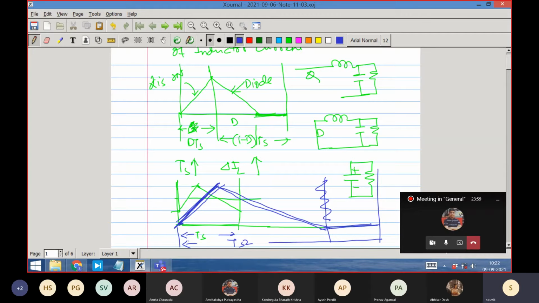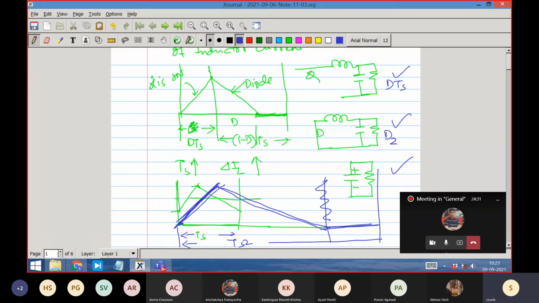Since it is going into discontinuous conduction mode, my analysis of volt second is now changing, because earlier the volt second was based on 2 states. Now I have to bring in the volt second based on 3 states. Earlier I was sure that the switch on state is for DTS, then the switch off state was 1 minus DTS. But now in DCM, a third state has come. So I have to now give new variable names to it.